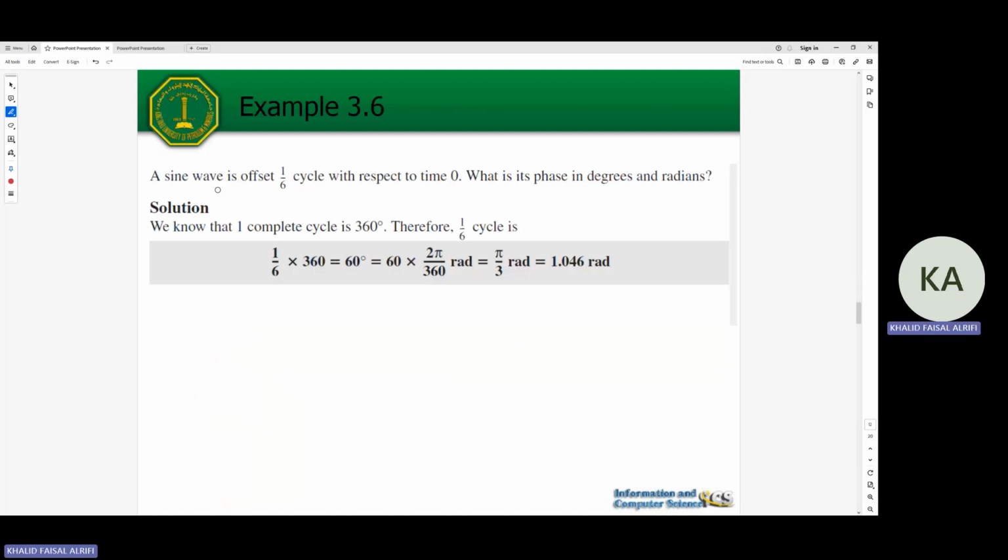An example, it says a sine wave offset is 1/6 with respect to time 0. What is the phase in degree and in radian? Okay, you just take the offset and multiply it by 360, the standard number. And then in order to convert from degree to radian, you will multiply by 2 pi over 360. Then you will get the answer in radian. So you just take the offset and multiply it by 360.